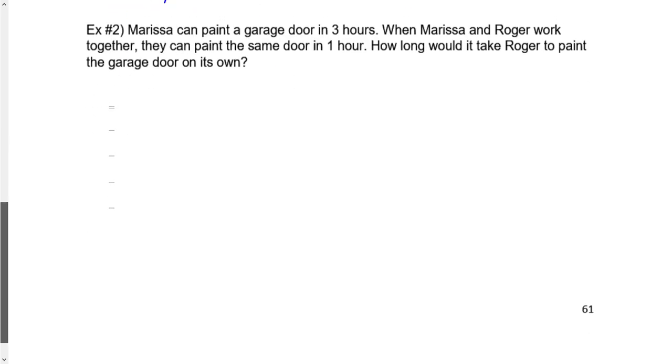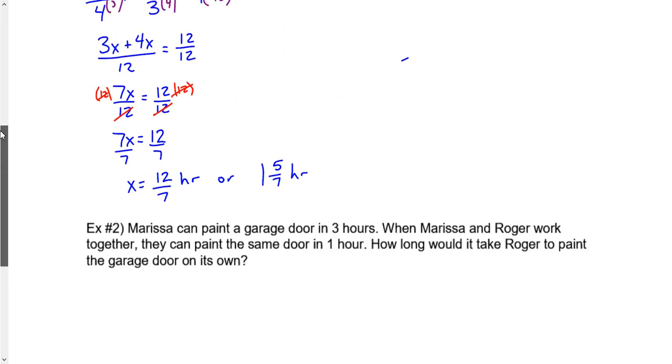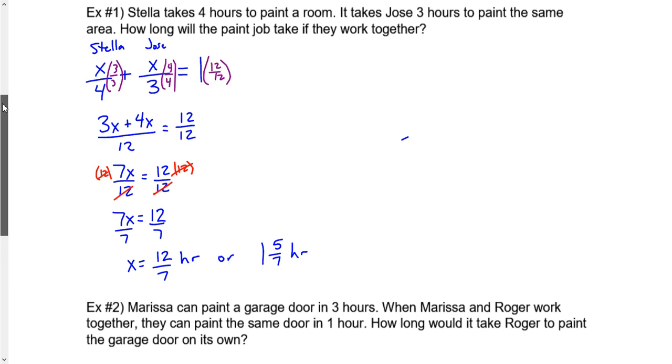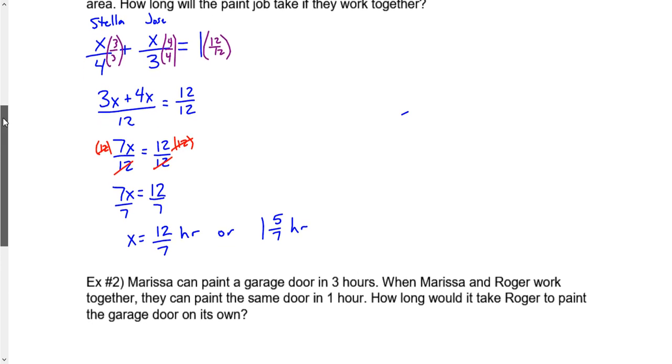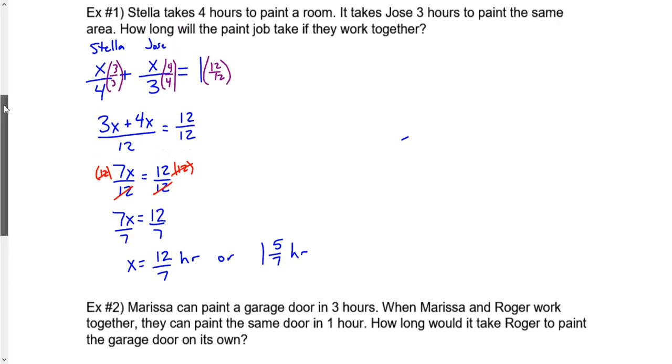Second example, Marissa can paint a garage door in 3 hours. When Marissa and Roger work together, they paint the same door in 1 hour. How long would it take Roger to paint the garage door on his own? So we look back to what we have just done. It's almost the same kind of setup. There's just one key aspect. We don't know how fast Roger can work.